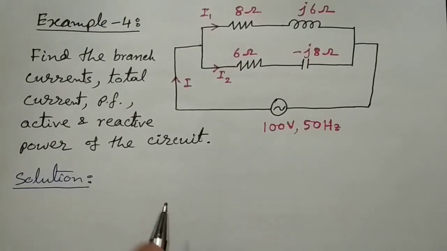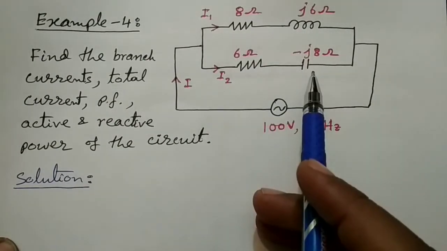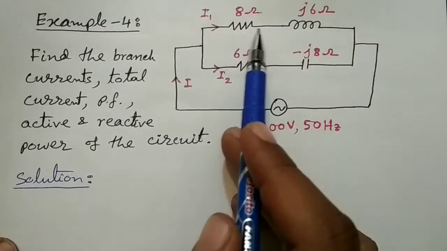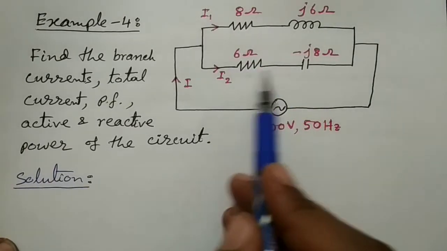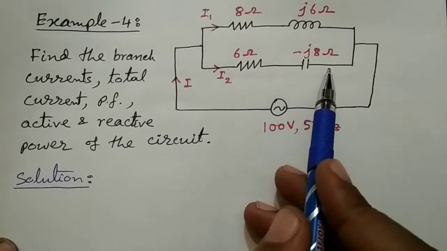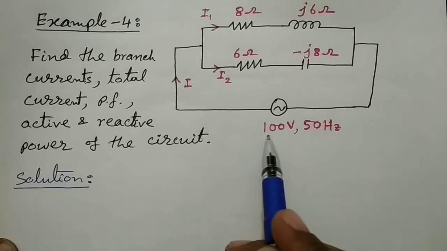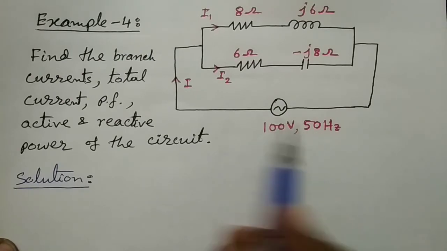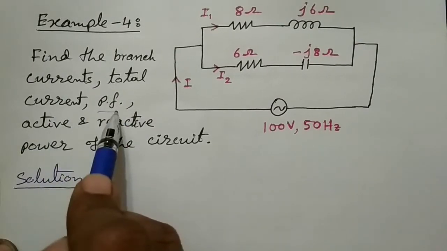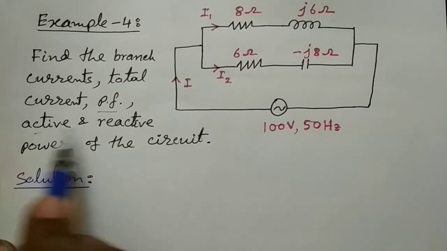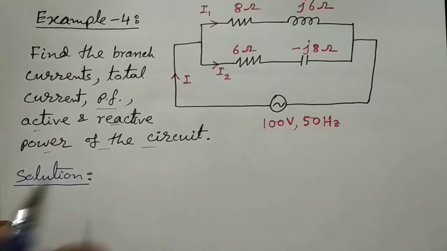So the fourth example, here in the given circuit two branches are connected in parallel. The impedance of the first branch is 8 plus j6 ohms, it is resistive inductive, and the impedance of the second branch is 6 minus j8 ohms, it is a resistive capacitive circuit. The supply voltage is given as 100 volt 50 hertz. So you have to find the branch currents, the total current, the power factor of the whole circuit, then the active and reactive power of the circuit. So let's see the solution.